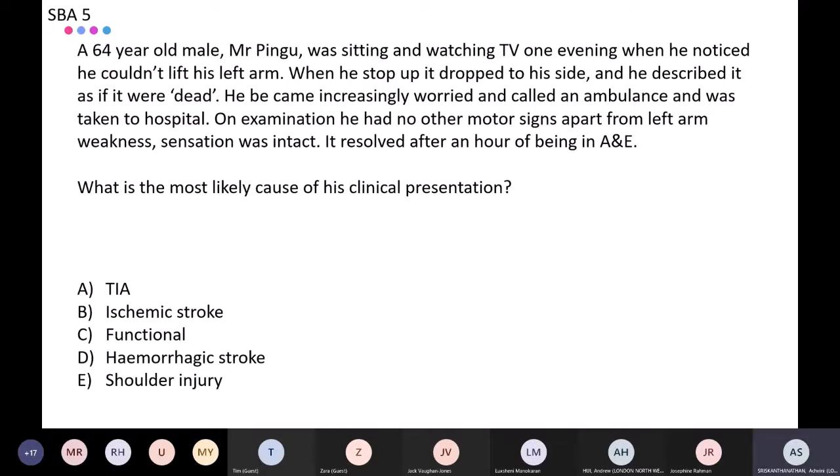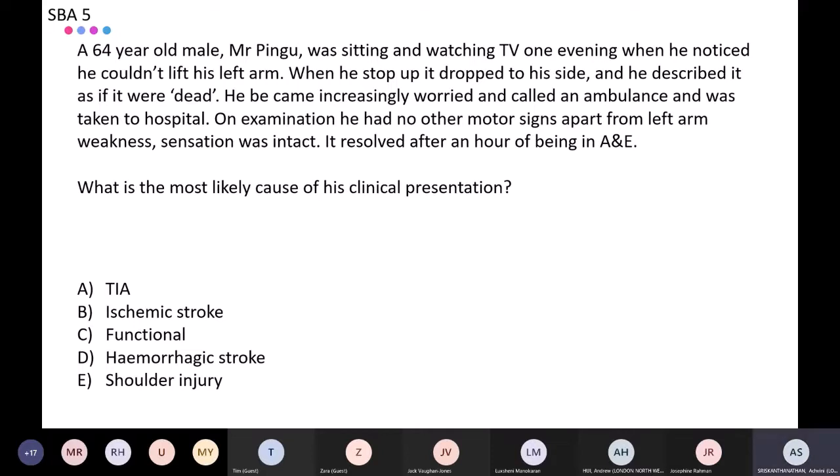So I'll give you about 20 seconds. I think a lot of people have already put their answers in, so I'll give about 20 seconds. About 5 more seconds. Okay, I'm going to close the poll now.